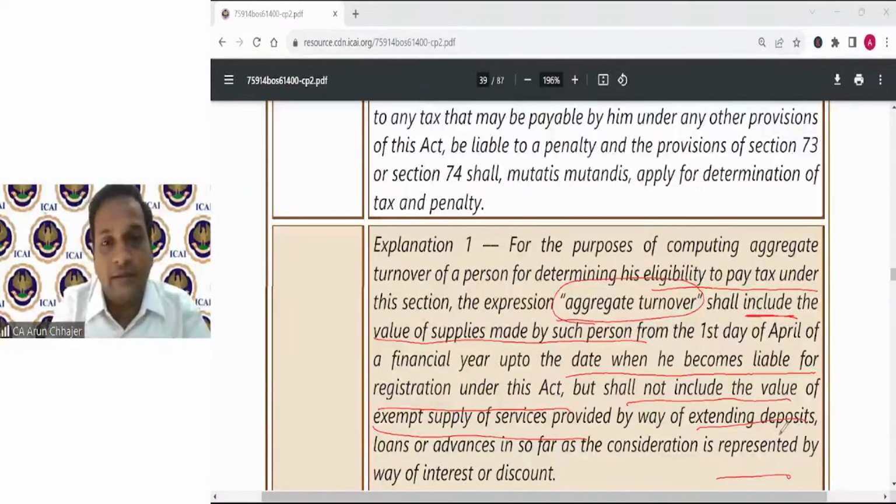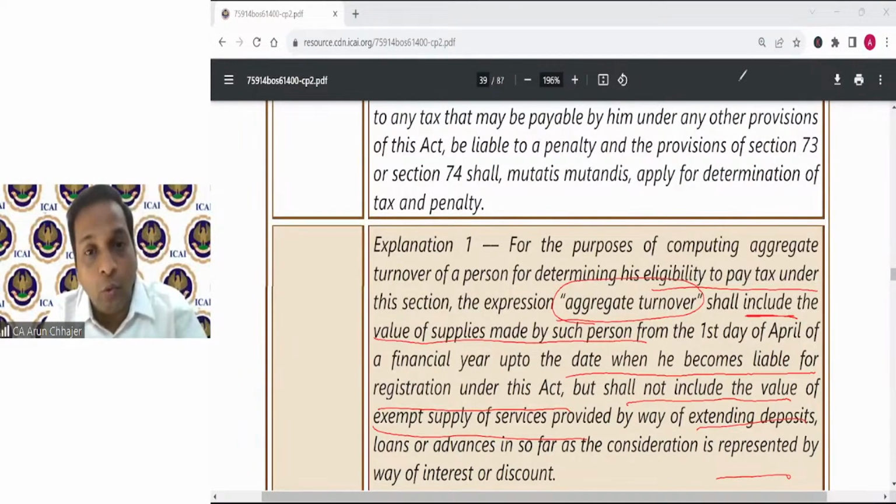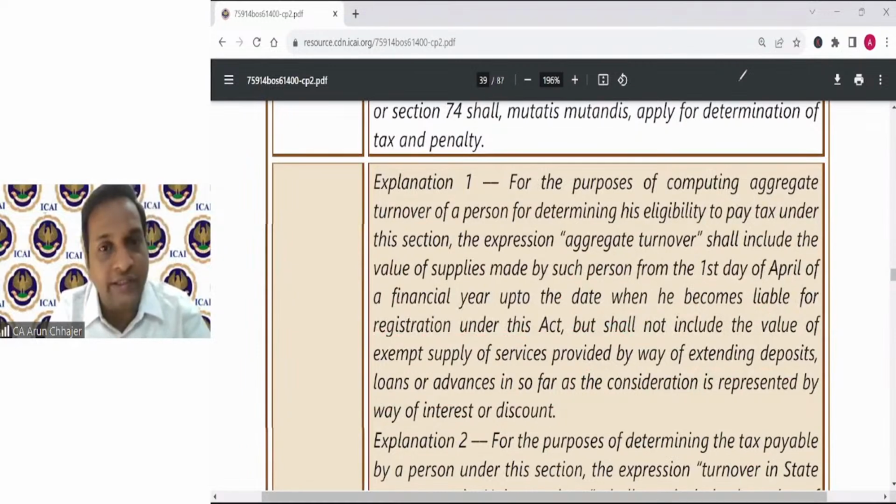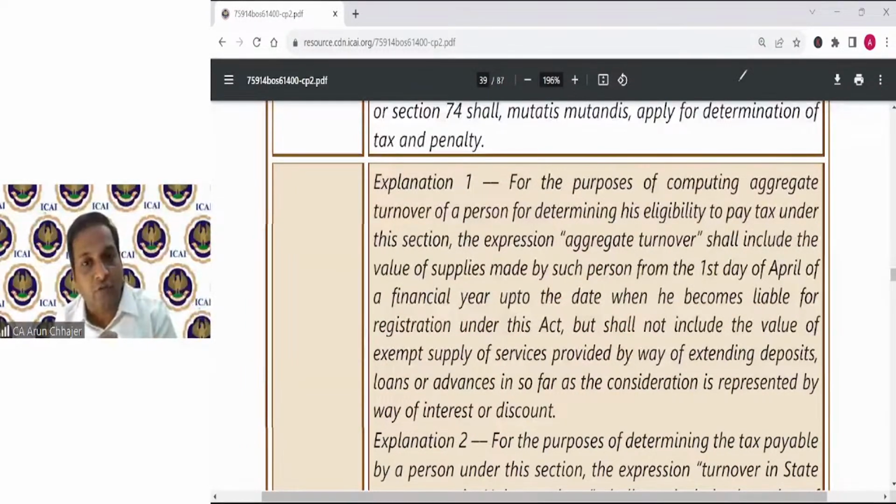It means, see, the point is why they are giving the relaxation of not counting the interest? Because we know that under the composition, the upper limit is 50 lakh, 75 lakh or 1.5 crore. So if they add interest, then there might be the possibility that the actual supplies of other transactions would be reduced. So I would have less advantage in making the actual supply of goods or services.